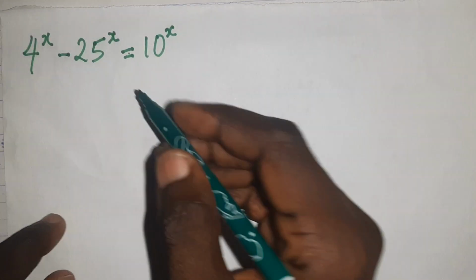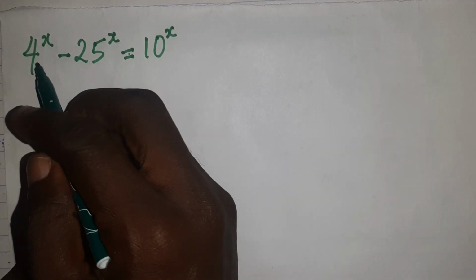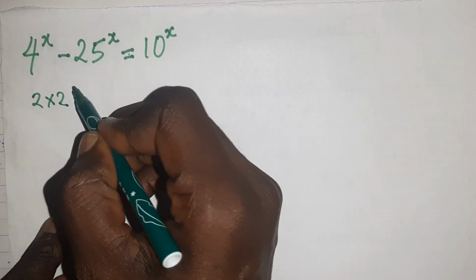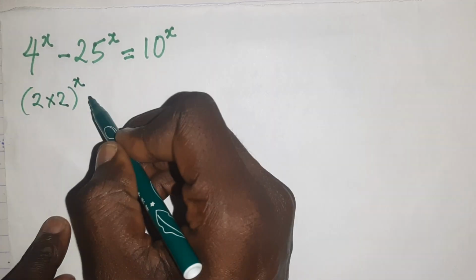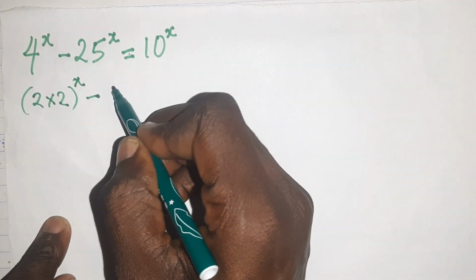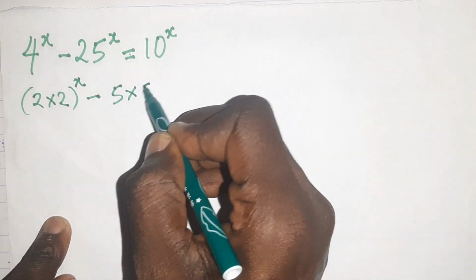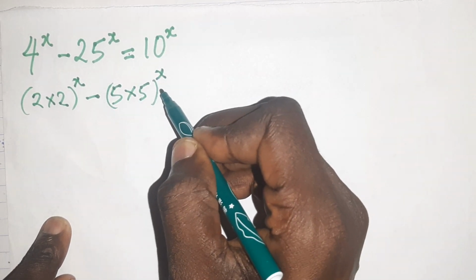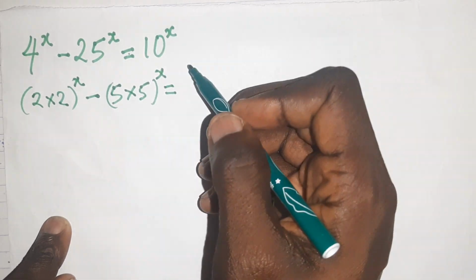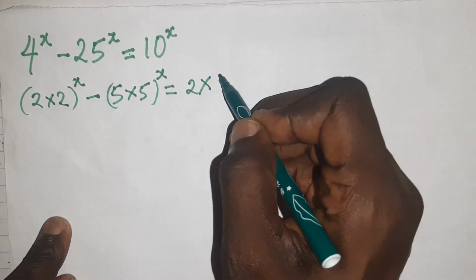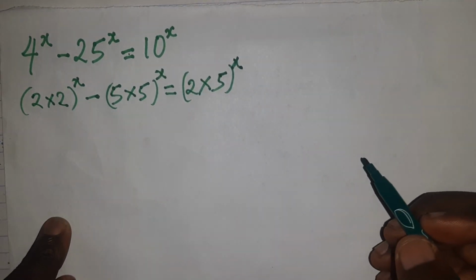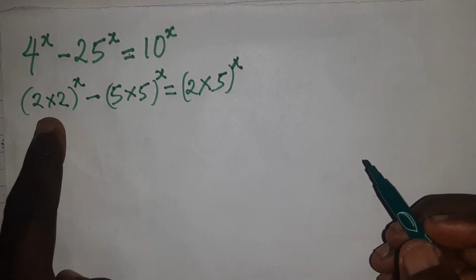So we will rewrite them. For example, 4 raised to x can be written as 2 times 2, all raised to x. 25 raised to x can be written as 5 times 5, all raised to x. Then, of course, 10 raised to x can be written as 2 times 5, all raised to x. So we'll now open the bracket.